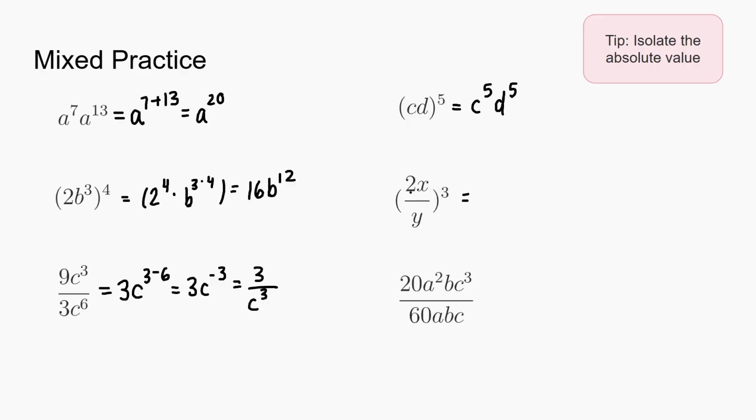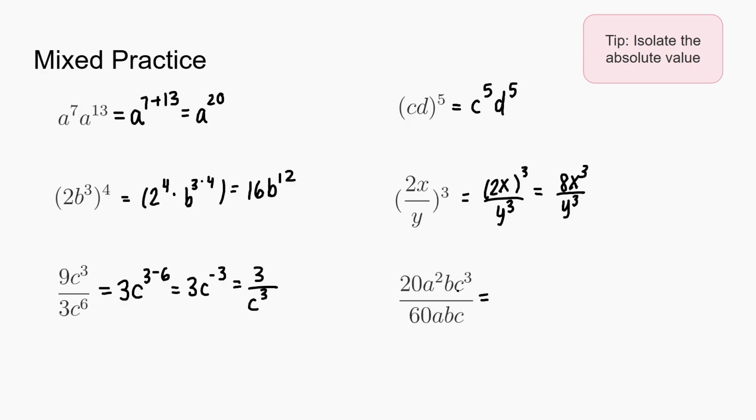And what about this one? We have (2x divided by y) all to the 3rd power. This one is going to be the power of a quotient rule. So we're going to do (2x) to the 3rd power divided by y to the 3rd power. This gives us 8x cubed divided by y to the 3rd power.